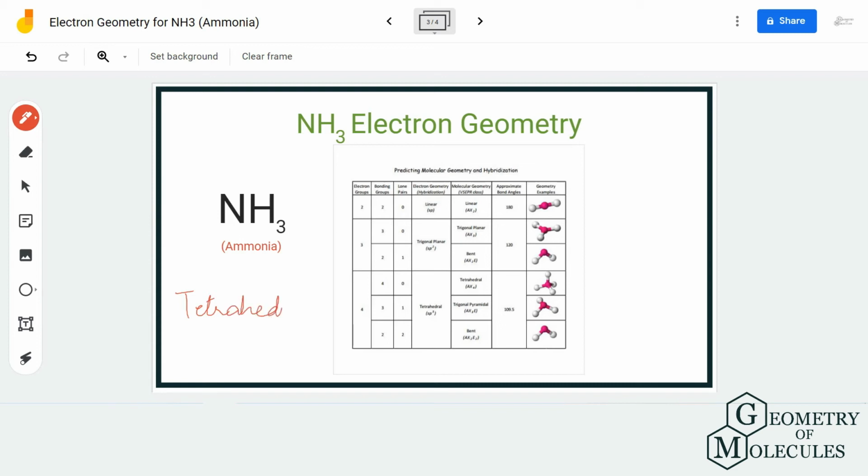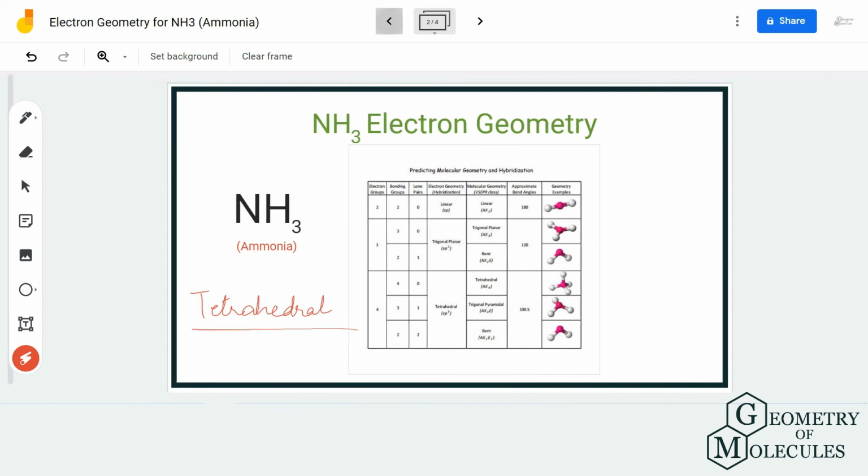In electron geometry, we consider the electron regions and electrons, and we do not just look at the shape. We consider all these things when we are looking at electron geometry. So molecular geometry and electron geometry are two different things, and if you have been confused about it, here's a recap: ammonia has a tetrahedral electron geometry and trigonal pyramidal molecular geometry.